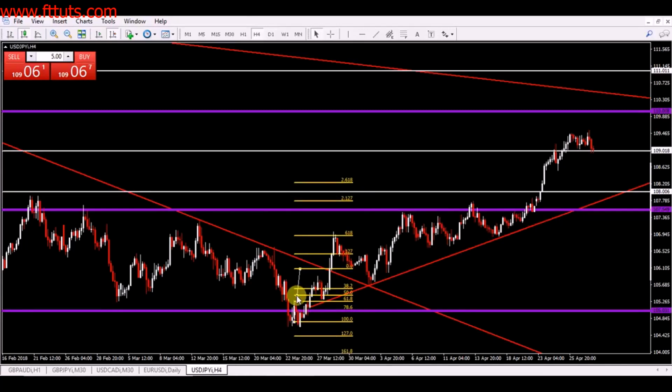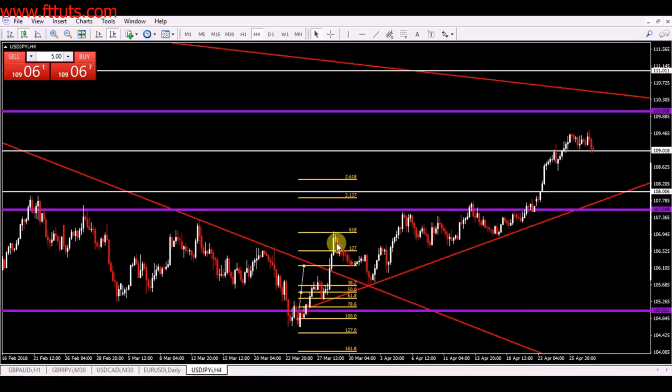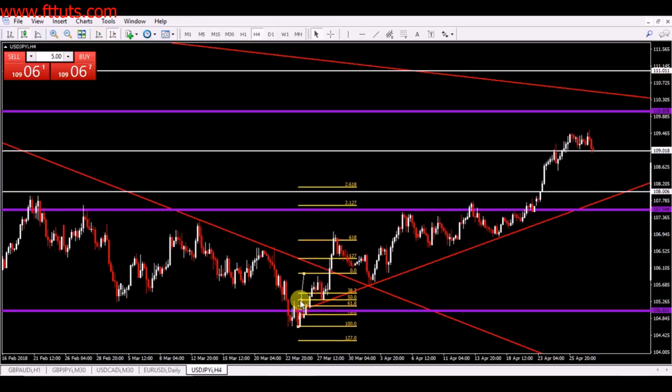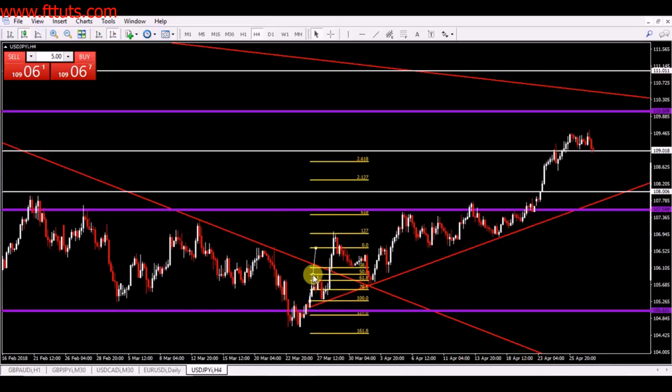When you're drawing your fibs, the C always becomes the new A. As you see, we have the 2 to 3 candlesticks that formed right here to the right and to the left. So now we have already identified the C, which was at the 50% retracement. So now the C becomes a new A.